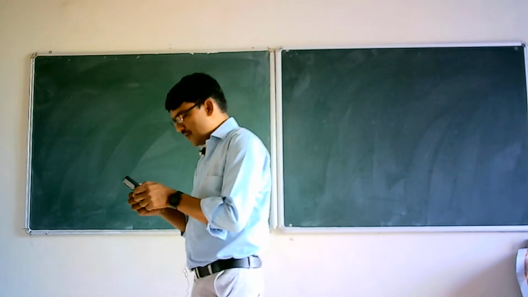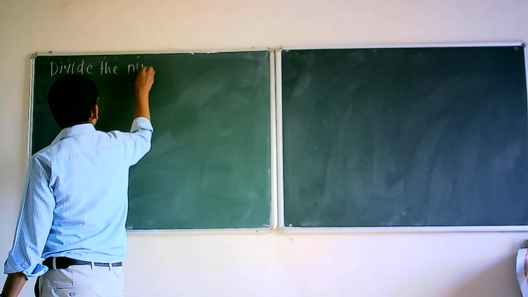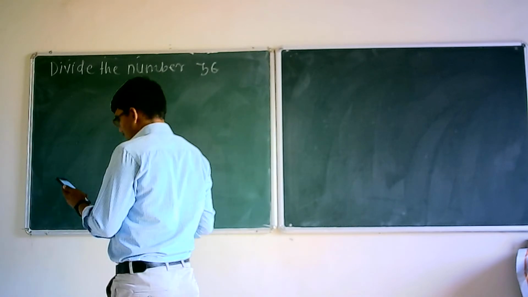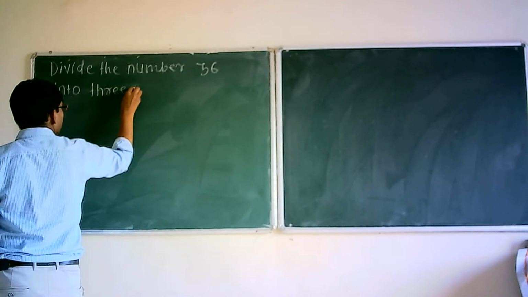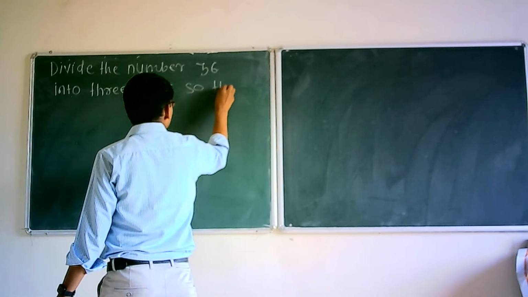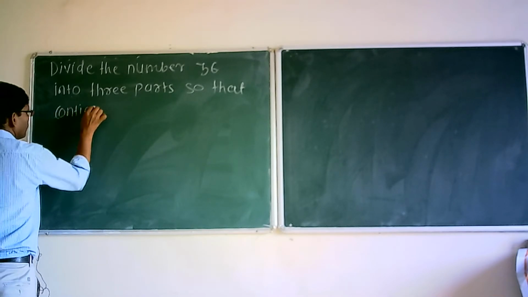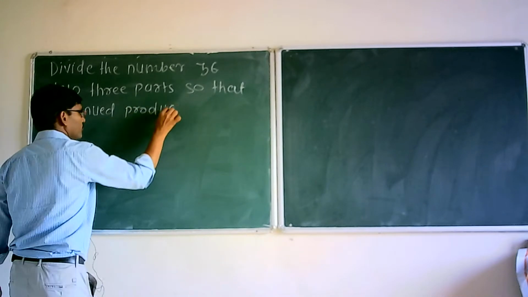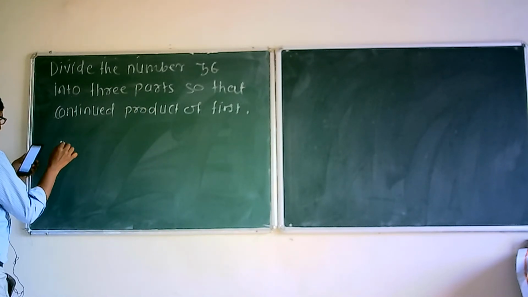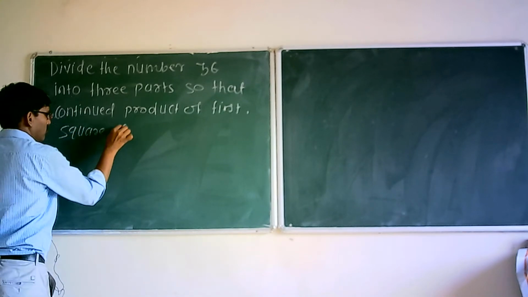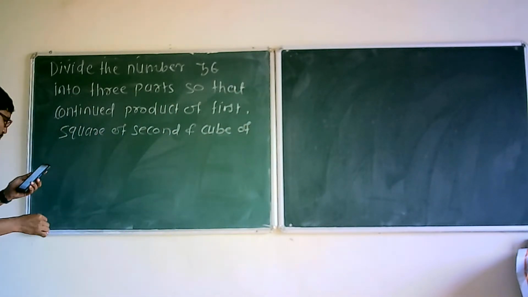Consider the first example. Divide the number 36 into 3 parts so that the continued product of the first, square of the second and cube of the third may be maximum.